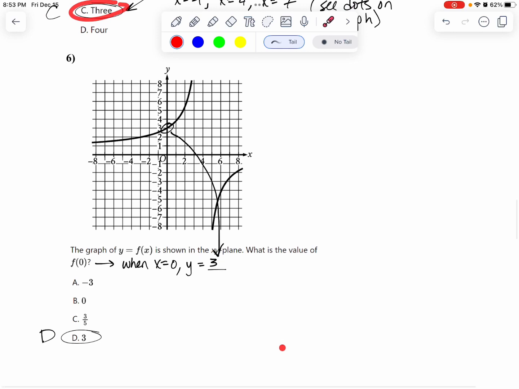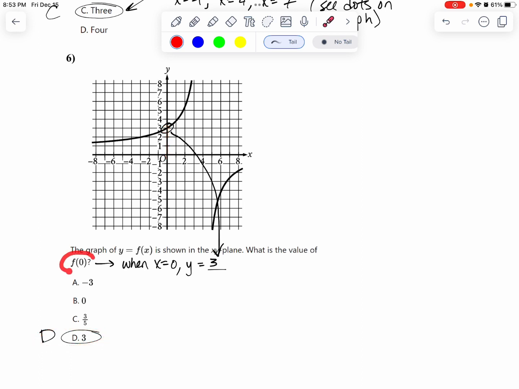Number 6, the graph of y equals f of x is shown here. What's the value of f of 0? Remember how it's f of x, so they have replaced x with 0. So we need to find when x equals 0. Here's when x equals 0. I'm right here. I'm going up to 3. I circled it, but the y value there is 3.